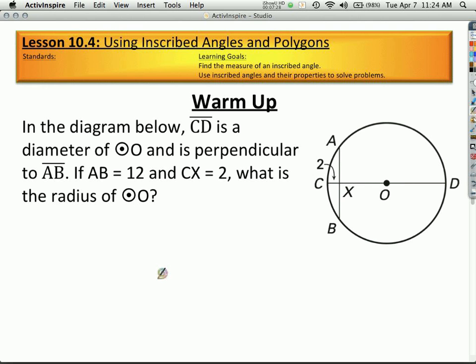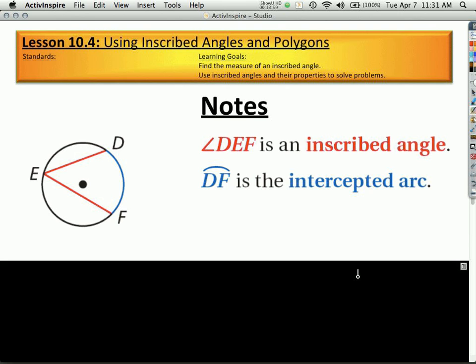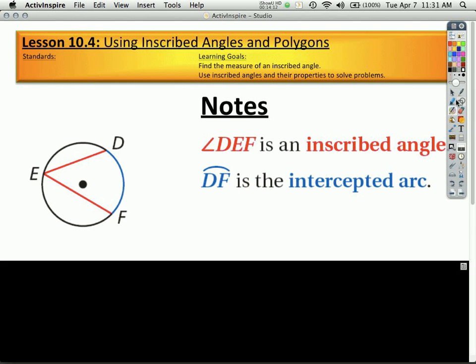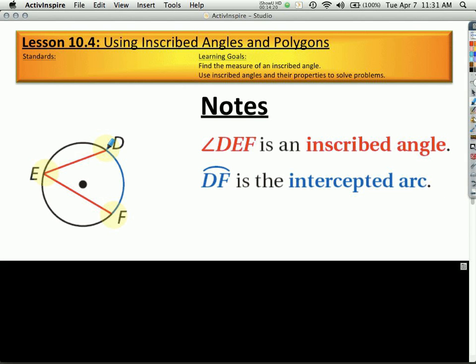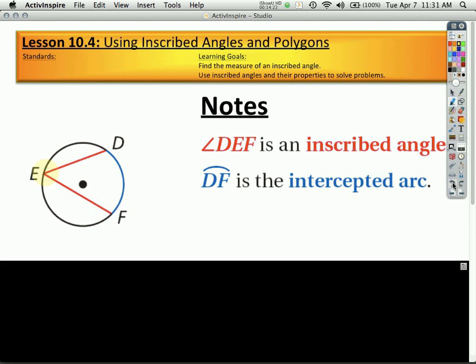Any questions? All right. Diagram with an inscribed angle. Something that's inscribed in a circle means that each of the vertices is on the circle. So angle DEF is inscribed because of this, this, and this. What I would focus on for the purposes of today is that the vertex is on the circle. That is key.